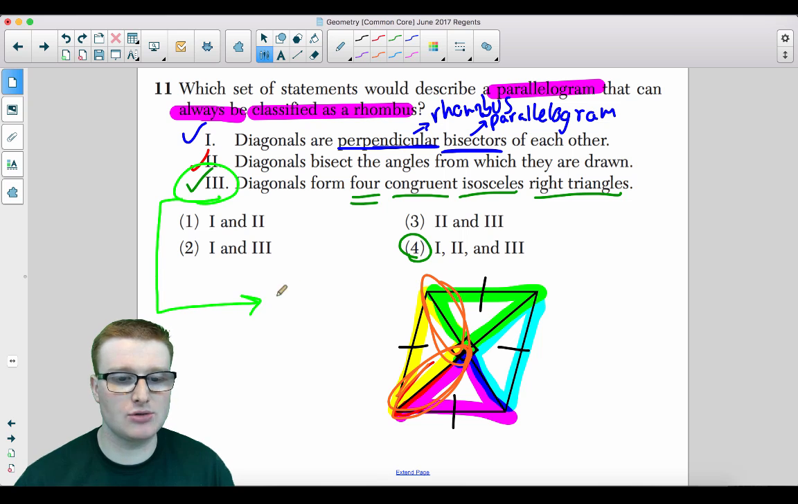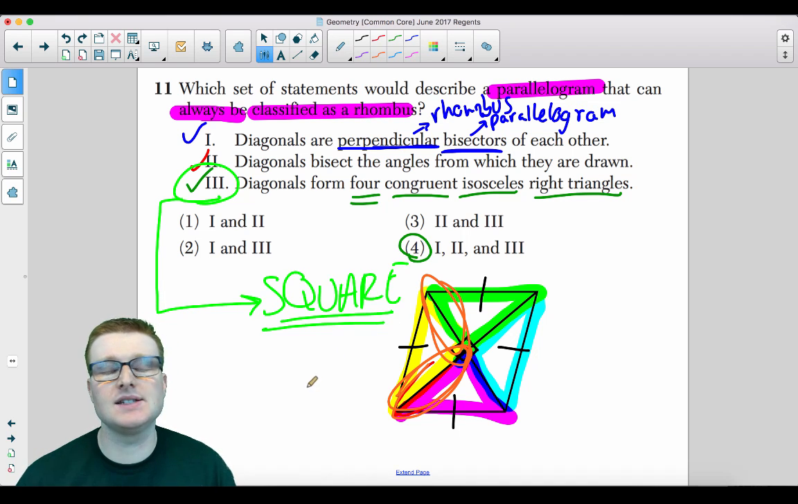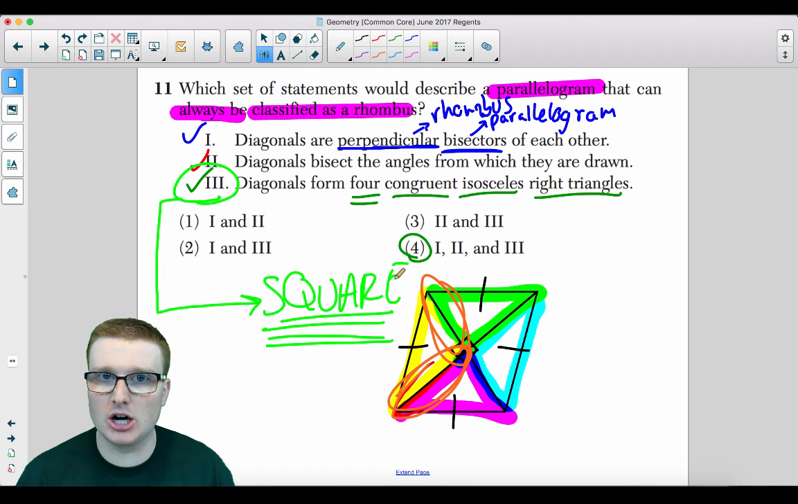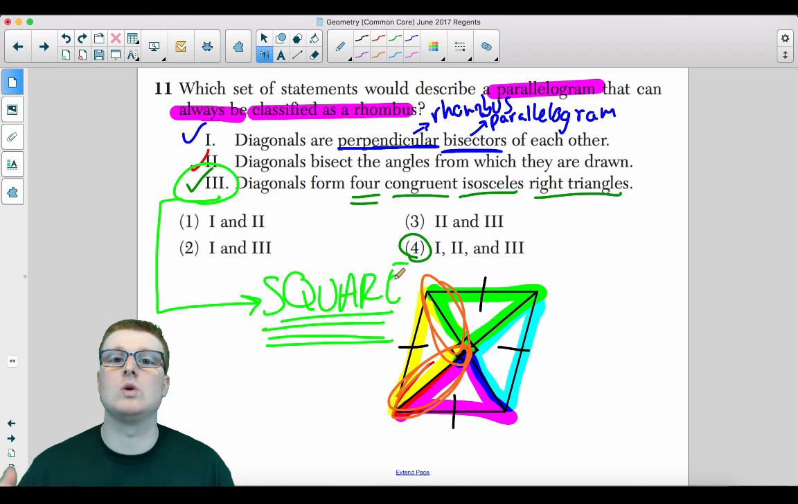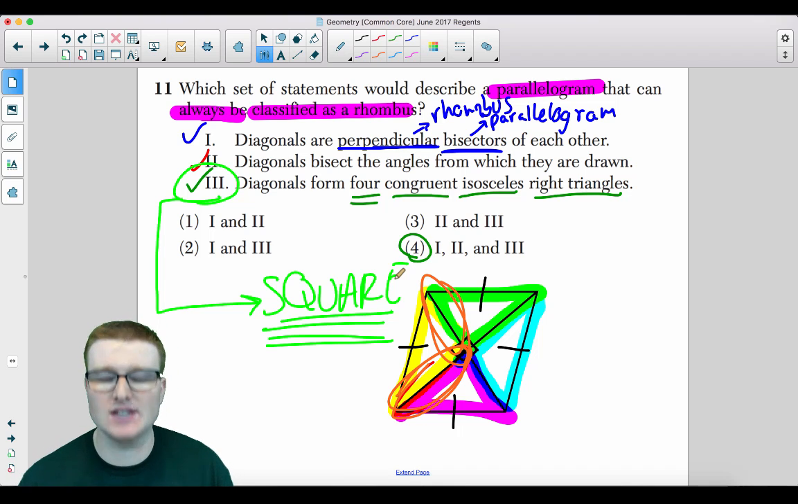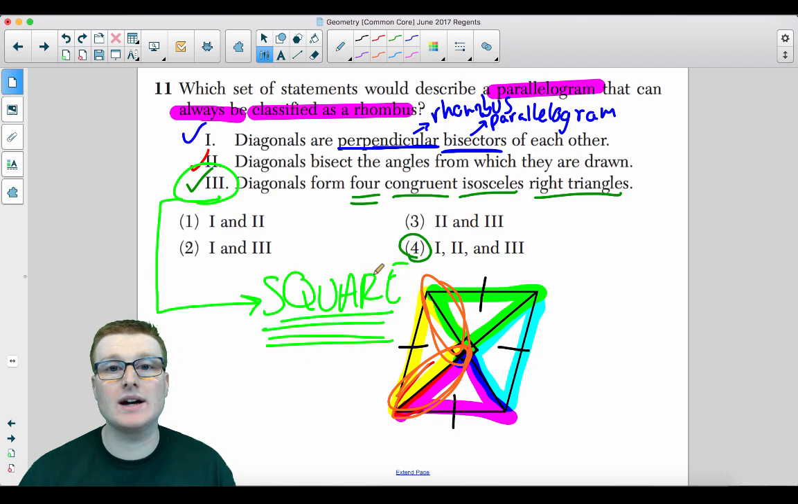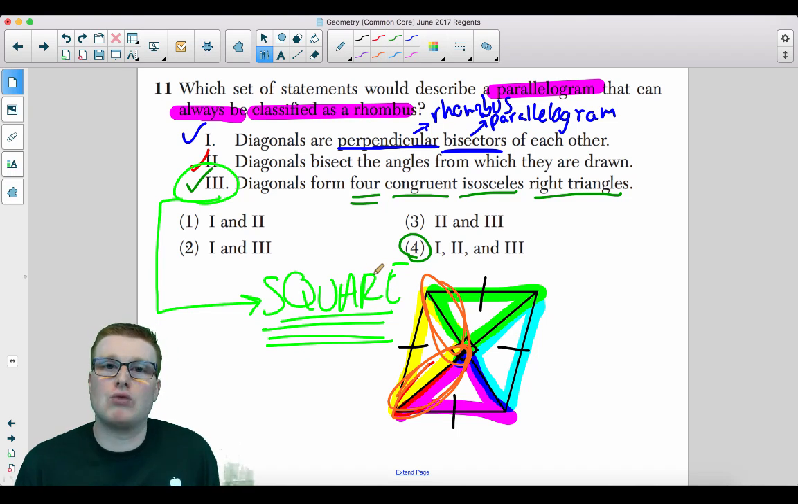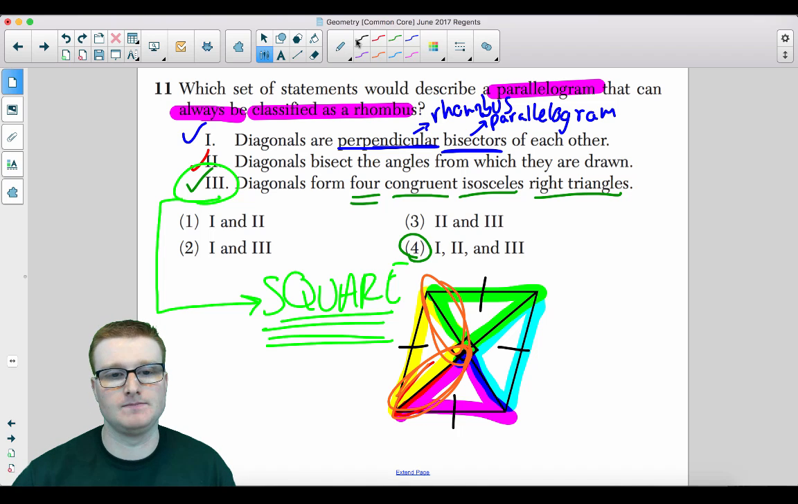Ladies and gentlemen, choice 3 is the property of a square. A square has this property, but by definition, a square is a rhombus, which is a parallelogram. So that's why it's choice 4. I know, I get it. It's a bad question in my opinion, but a square is by definition a rhombus. That's why it's going to be choice 4.